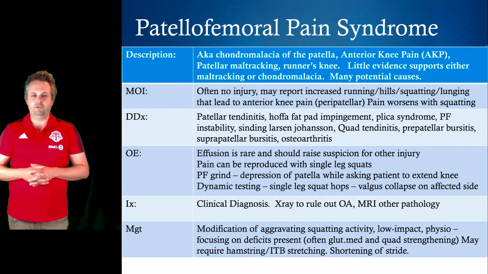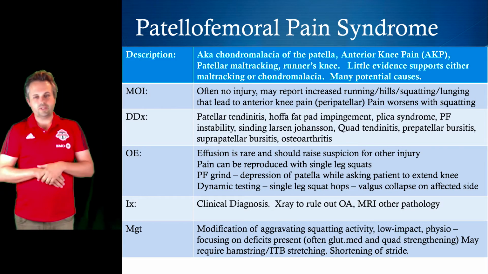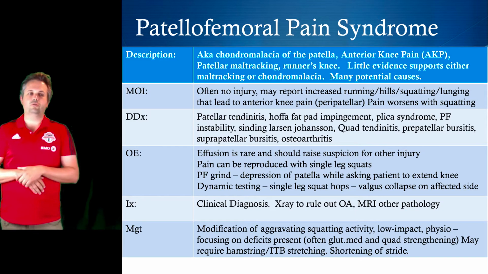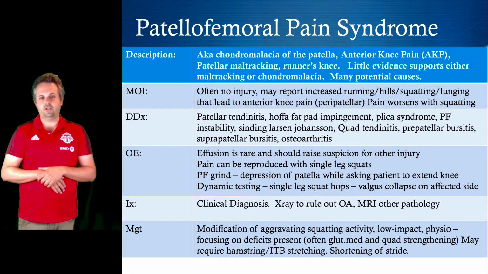Sometimes we will do imaging either with prolonged symptoms or a patient fails to progress with physiotherapy and modifications. We can take a look at x-rays to rule out osteoarthritis and osteochondral defects, as well as MRIs for other pathologies such as a plica.